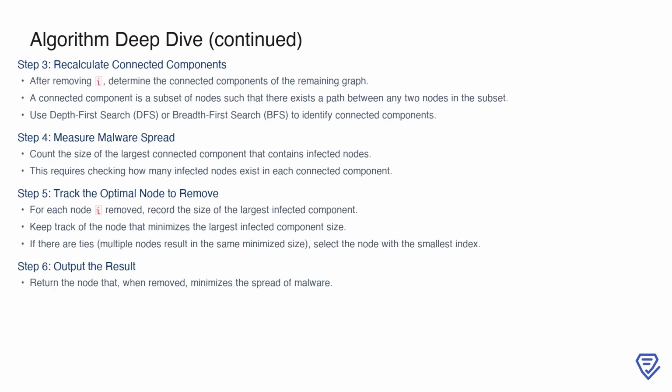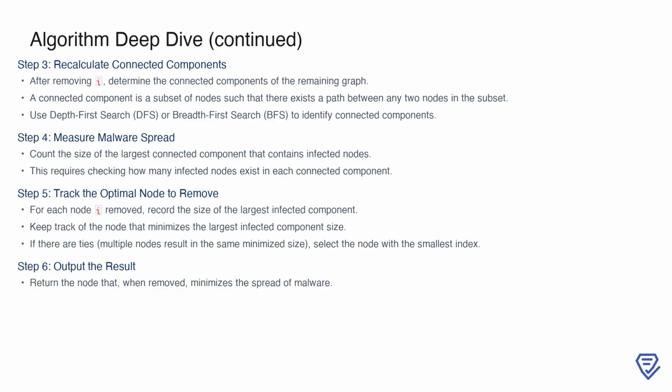After removing an infected node, the next step is to recalculate the connected components in the graph. A connected component is a group of nodes such that there is a path between any two nodes within the group. To identify these components, we can use traversal algorithms like depth-first search, DFS, or breadth-first search, BFS. Once we've determined the connected components, we measure the spread of the malware by counting the size of the largest connected component that still contains infected nodes. This step helps us understand the impact of removing a specific node.